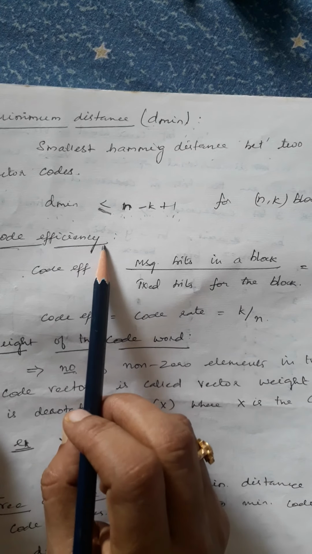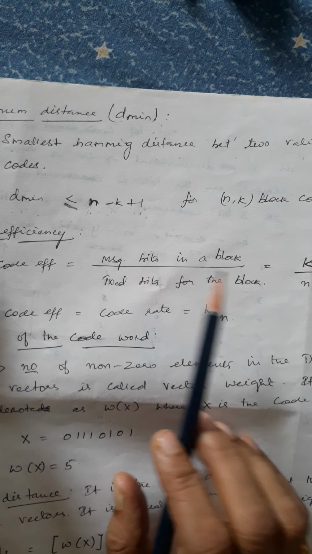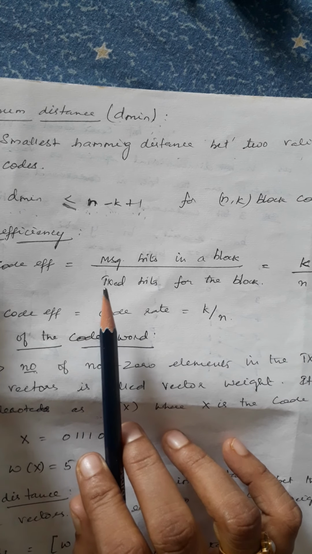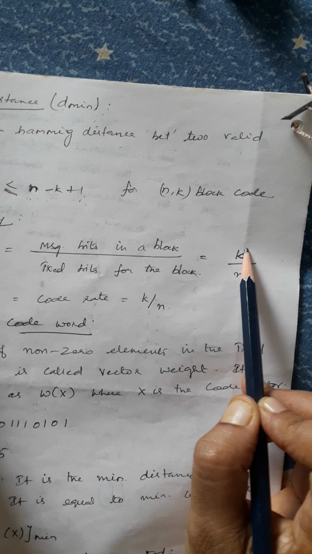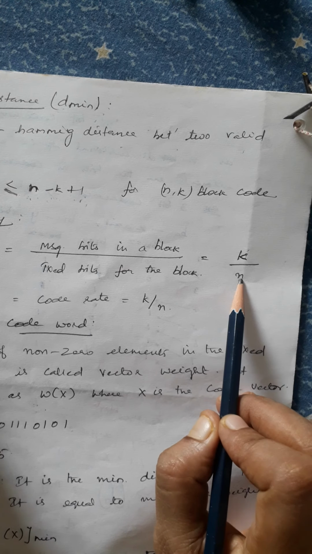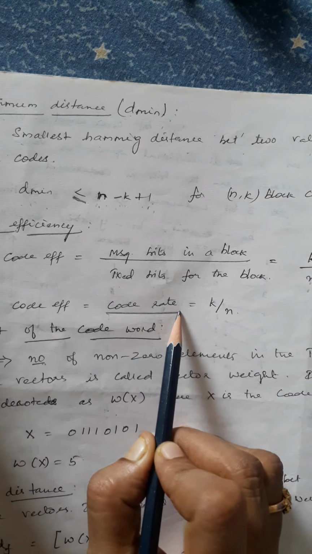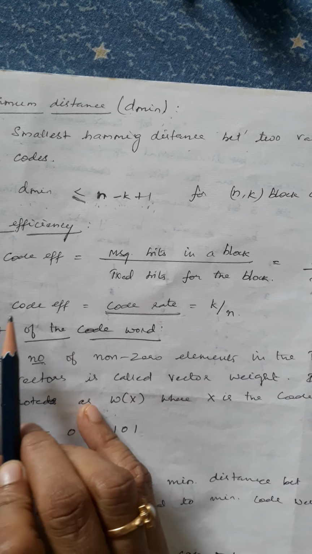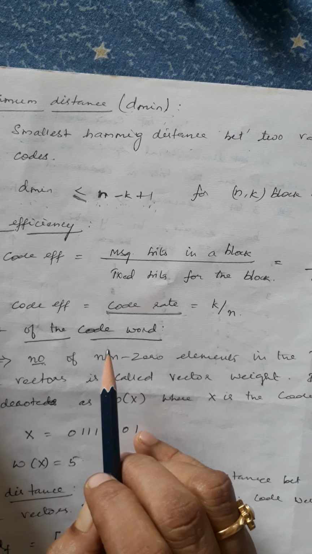Next is code efficiency. Code efficiency is message bits in the block divided by transmitted bits from the block. So k is the number of message bits and n is the number of bits in the code vector. This ratio is otherwise called the code rate, which we have already seen. Code rate is k by n.